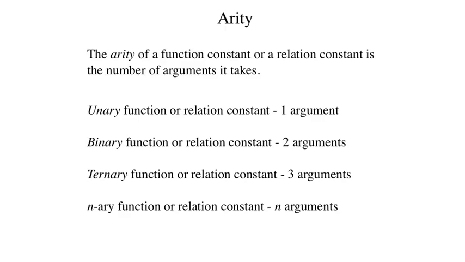A function constant or relation constant that can be combined with a single argument is said to be unary. One that can be combined with two arguments is said to be binary. One that can be combined with three arguments is said to be ternary. More generally, a function or relation constant that can be combined with n arguments is said to be n-ary.